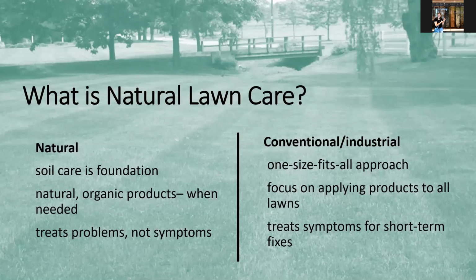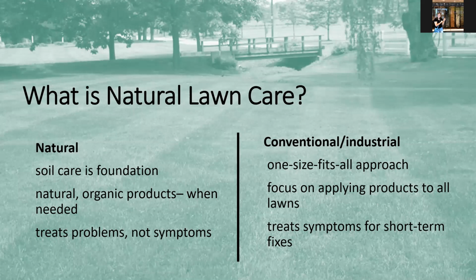Now, the question first though is, what is natural lawn care? Well, I like to think of it as a comparison to the conventional approach to lawn care. So natural lawn care takes a more diagnostic approach. It treats problems, not symptoms. And once it's diagnosed the problem, then it addresses it with natural or organic products, but only when needed. And so we talked about this a lot in part 1, and this is why we devoted a whole webinar just to assessment, because it's really important to figure out what's wrong before you start and try and fix it. A conventional approach, on the other hand, focuses more on one-size-fits-all. A lot of the times when you think of a conventional approach, there's usually a very specific schedule to it. It's treating symptoms for short-term fixes.